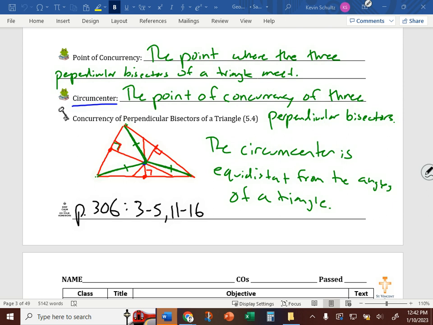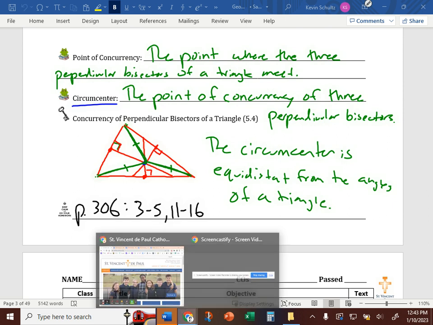We never said proof, we said Oh, it was Joey? Oh, well, Joey asked for it. That's okay, prove your worthiness. That is all. Rowan, 3 to 5 and 11 through 16 on page 306. Much appreciated.